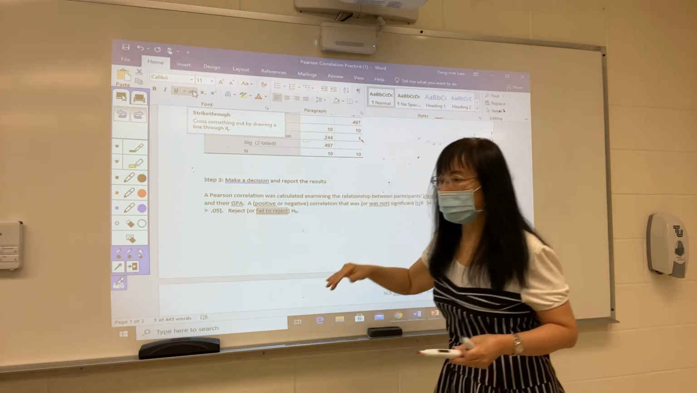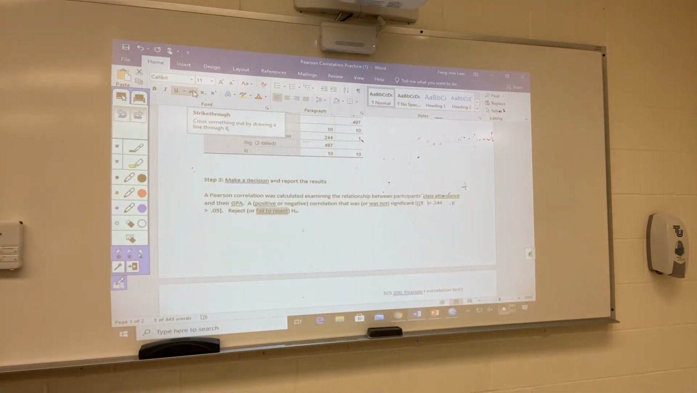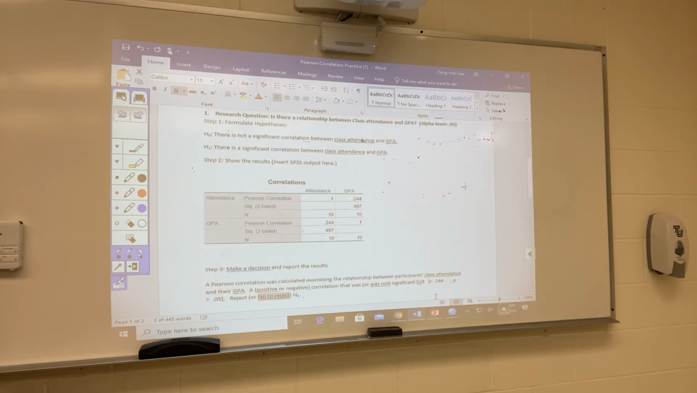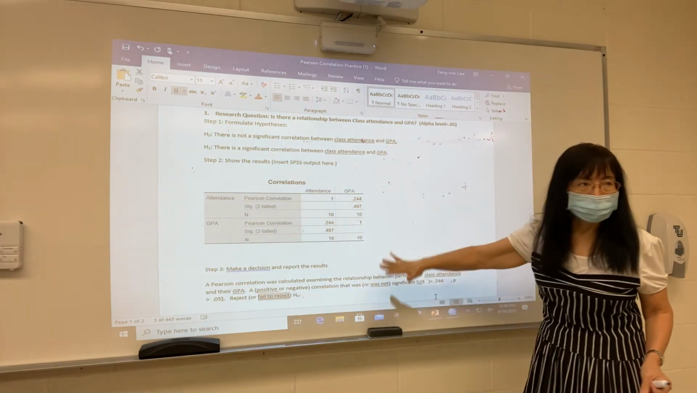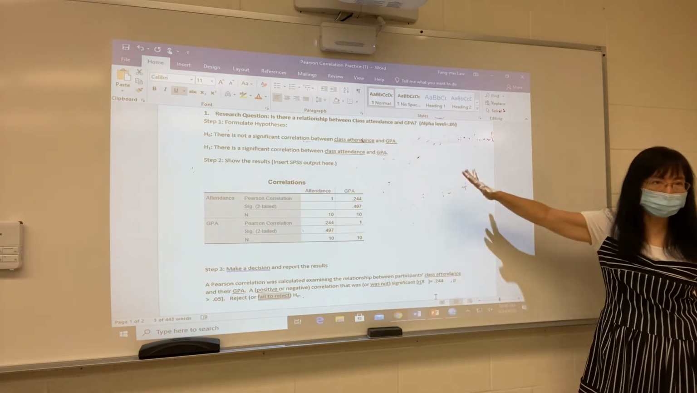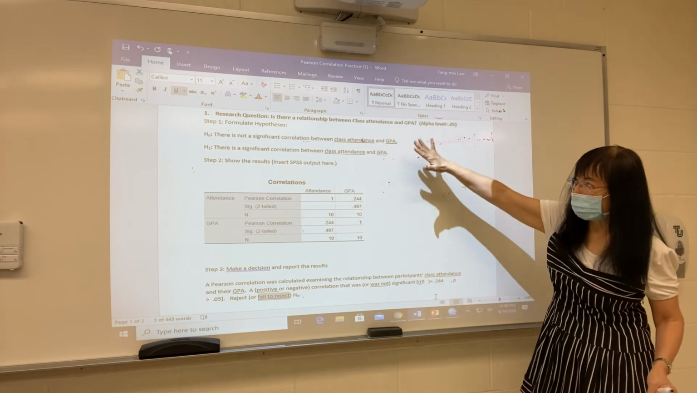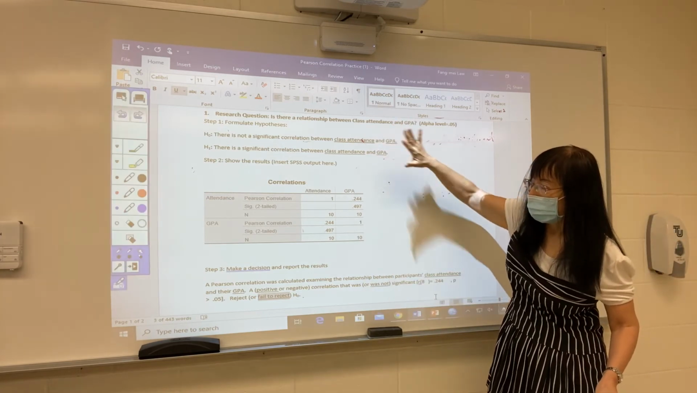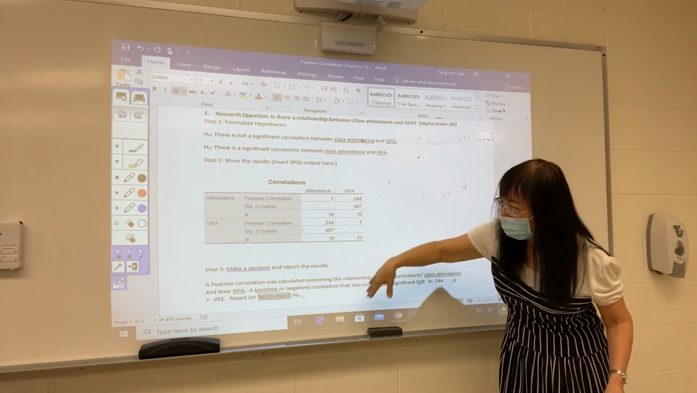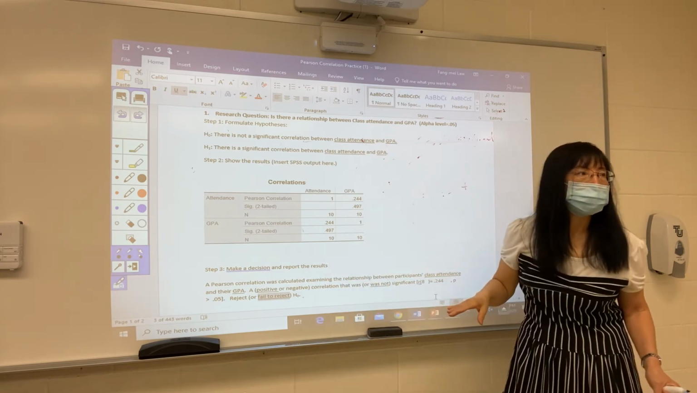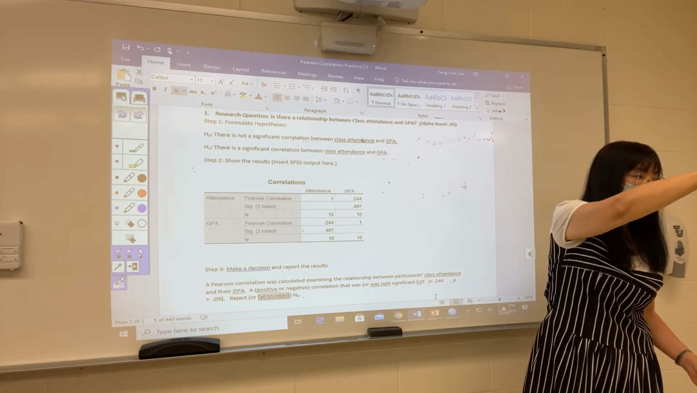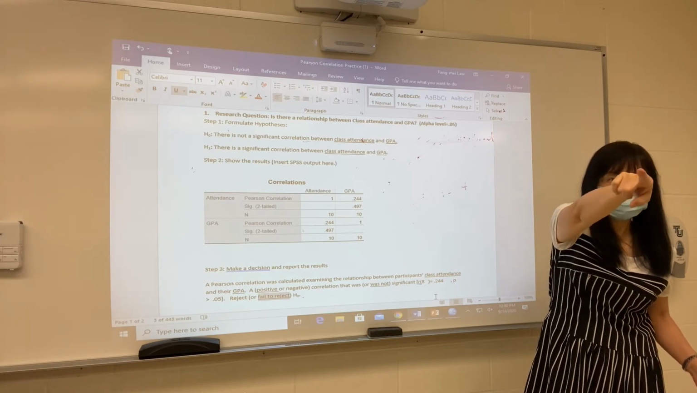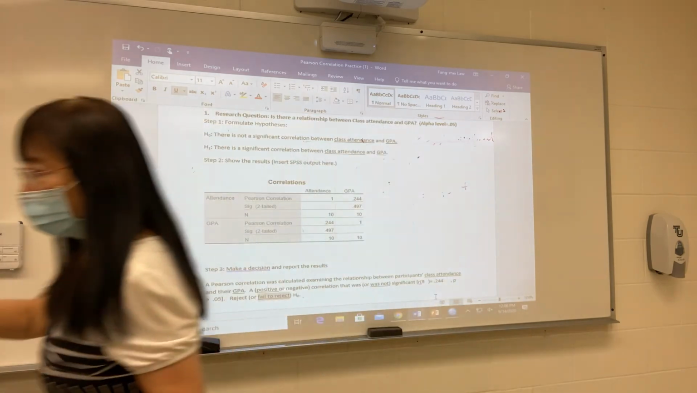So look at this, see if you understand what's going on here. This is also the format. When you write your research paper under the result section, you can just write like this: your hypothesis, your result, and your conclusion. Okay? Got it? You guys okay? Okay, let's try the next one.